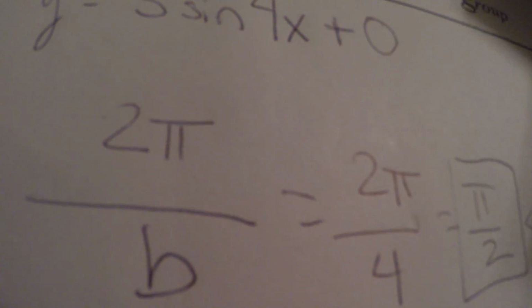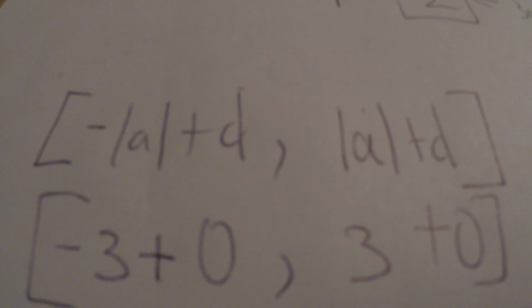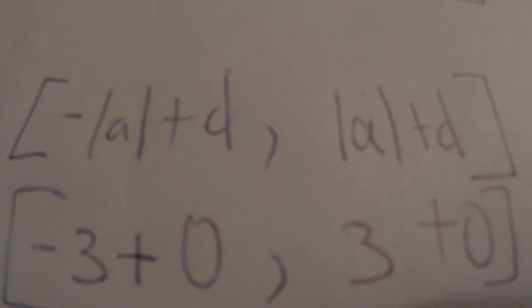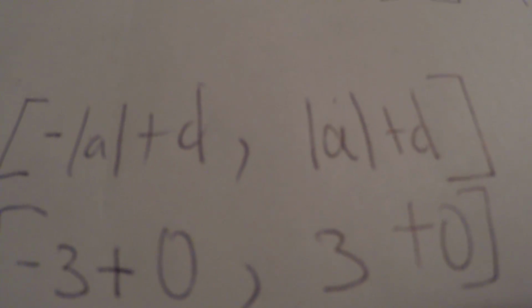Looking on to the next one, number 35 says, what is the range of the function? Now, to find the range, there's another wonderful equation that we used, which was negative a plus d, comma a plus d. And note those bars actually mean absolute value. So if a was negative, you'd be taking the positive version of it. Here, fortunately, a is 3, so it's not complicated.